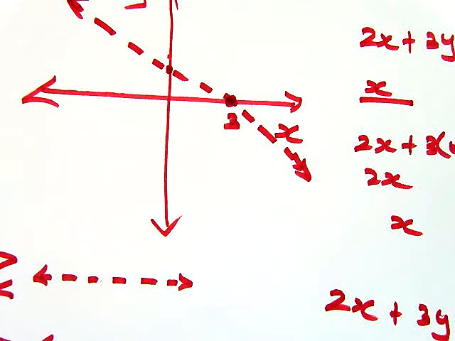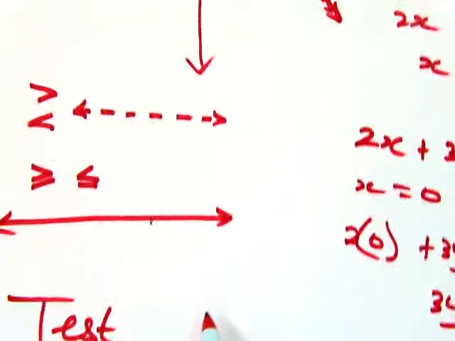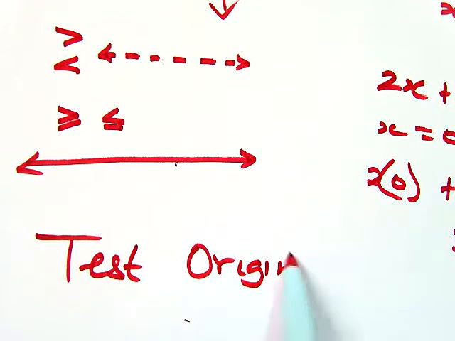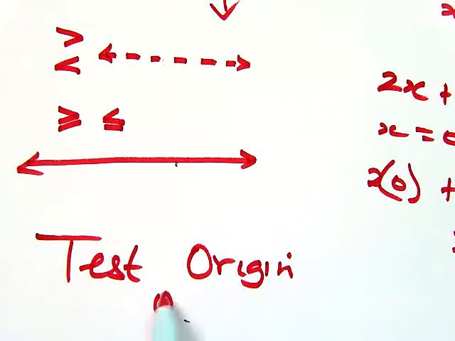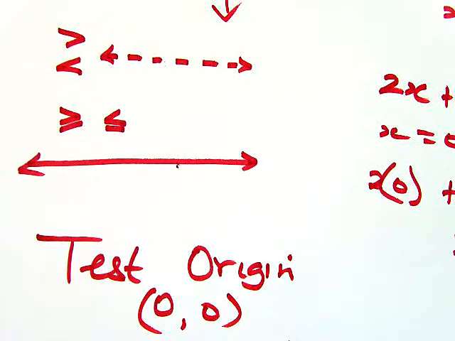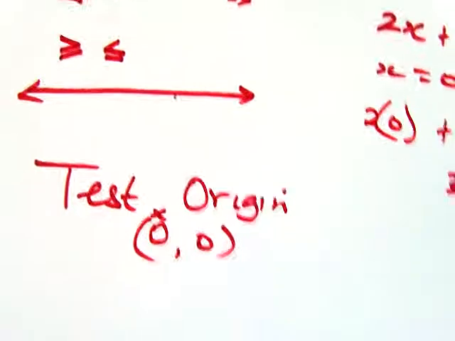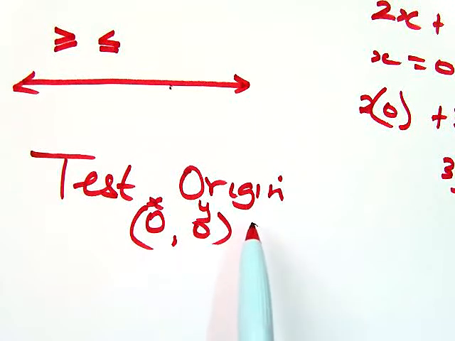We can take a coordinate point and test it. So I'm going to write test a point, and we're going to test the origin. And the coordinates of the origin is 0, 0. What do I mean by this? When I plug in x equals 0 and y equals 0 into my inequality, let's see what happens.